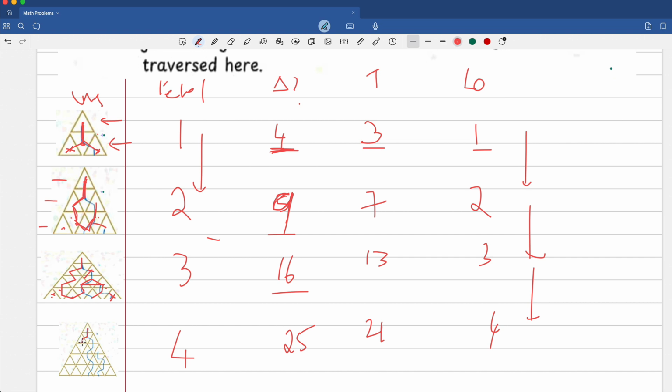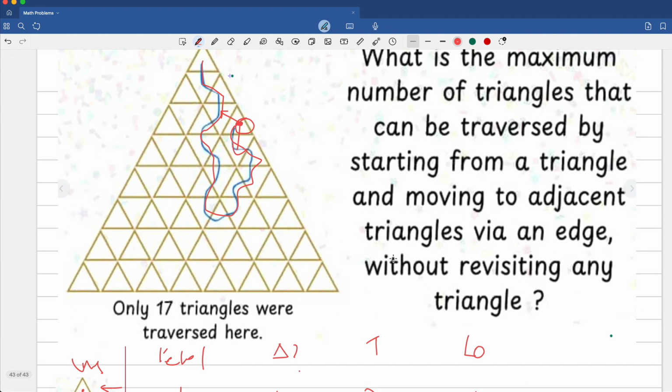Starting from here, 1, 2, 3, 4, 5, 6, 7. Leave this out. 8, 9, 10, 11, 12, 13. Leave this out. 14, 15, 16, 17. Leave this out. 18, 19, 20, 21, maybe. Right, so 21 with 4 left out. So there'll be 2 left out here and 2 left out here, a total of 4 that you cannot traverse to. So this is 21. Now the question is, in the original triangle, how many levels are there?